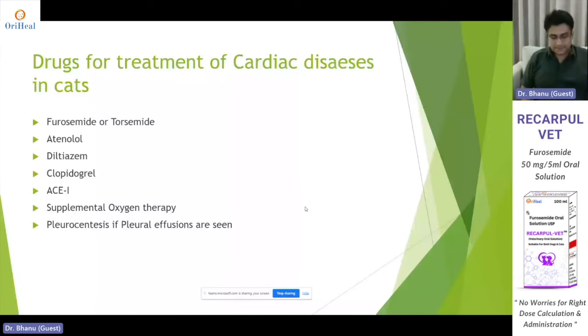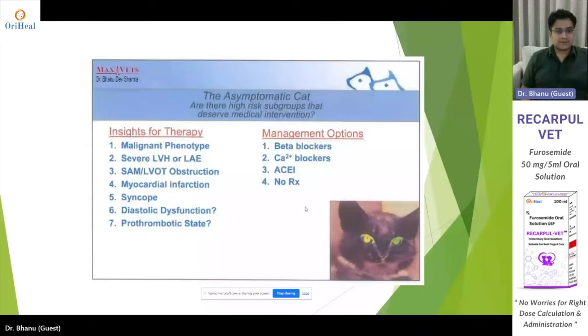So these are some of the commonly used drugs for treatment of cardiac diseases in cats, but which drug to use when would depend on a lot of factors: on the level of dyspnea, on whether there are pleural effusions or not, whether there is pulmonary edema or not. You have to consider the heart rate. So there are lots of things which you have to consider to choose one of these drugs or a combination of these therapies. So this we've discussed.